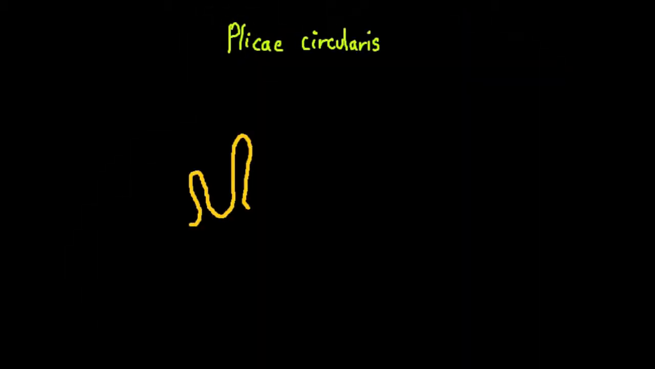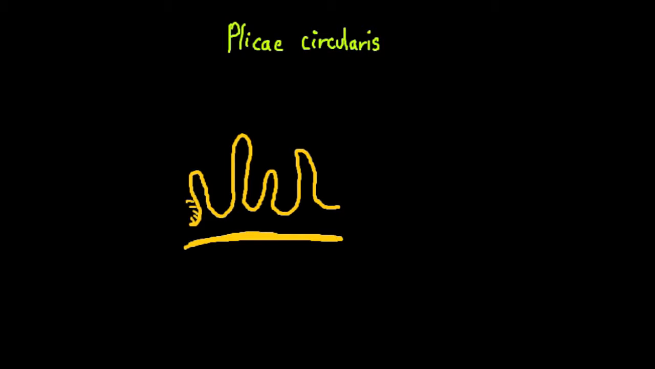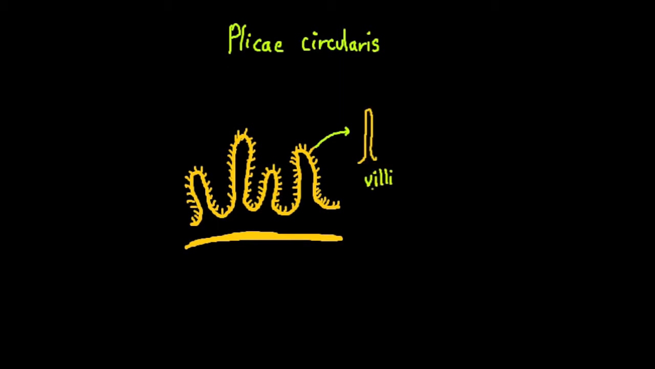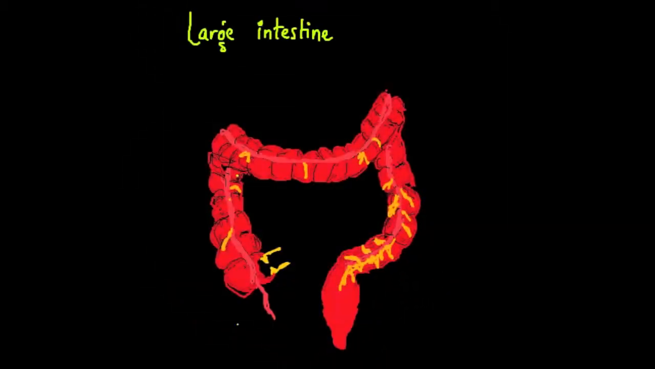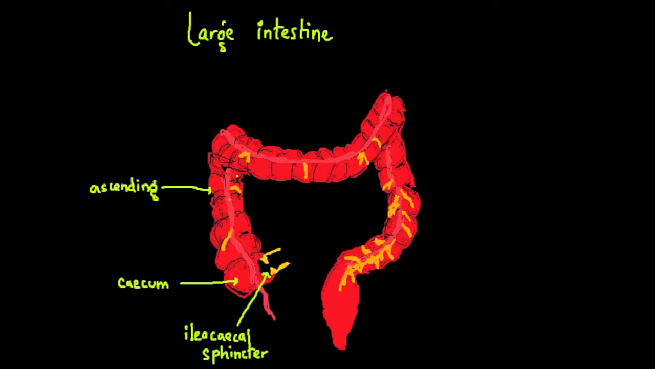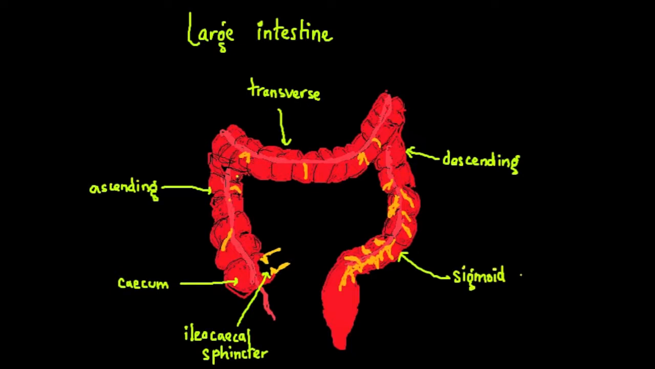Within the inner lining of the small intestine are folds called plicae circulares. From these extend villi and microvilli, which increase the surface area for absorption of nutrients. Most absorption occurs in the jejunum. Following passage through the ileocecal sphincter, the food passes from the ileum to the cecum, the first part of the large intestine. This then passes into the ascending, transverse, descending, and sigmoid colon.